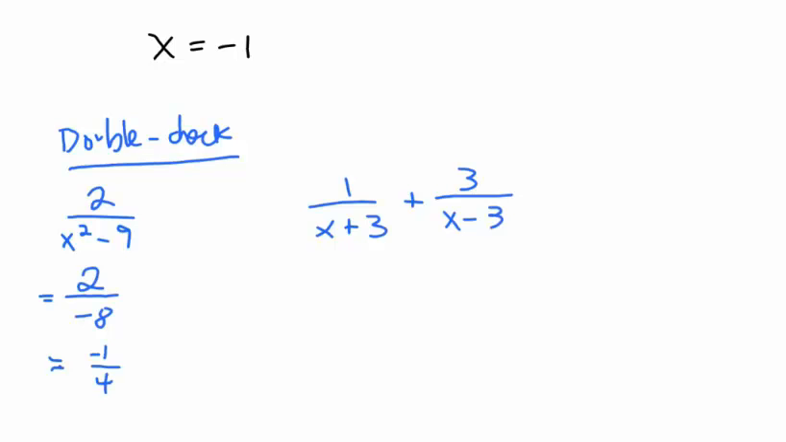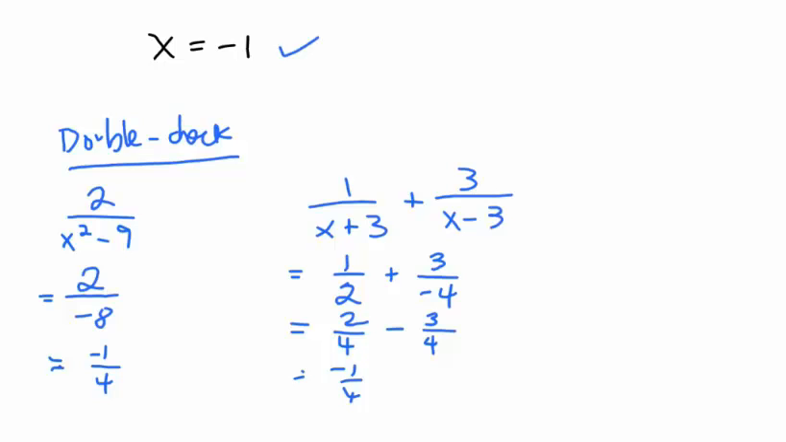So let's double check that the right-hand side is going to give us negative 1 over 4 as well. Making a substitution of negative 1 into the right-hand side, we'll get 1 over negative 1 plus 3, that's 1 half. And then 3 over negative 1 minus 3, that's 3 over negative 4. And what we can do here is find a common denominator of 4. And we get 2 minus 3 over 4 for negative 1 over 4. So yes, our solution is a valid solution to the original equation.